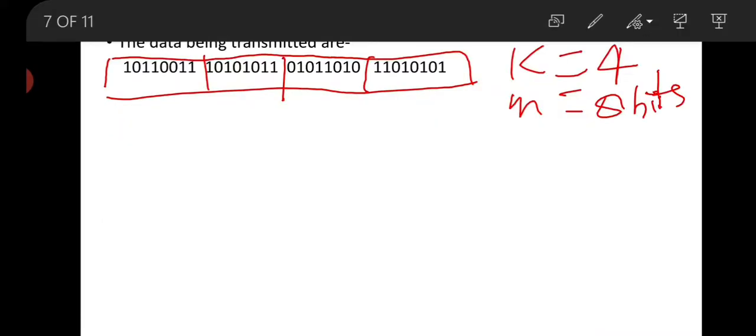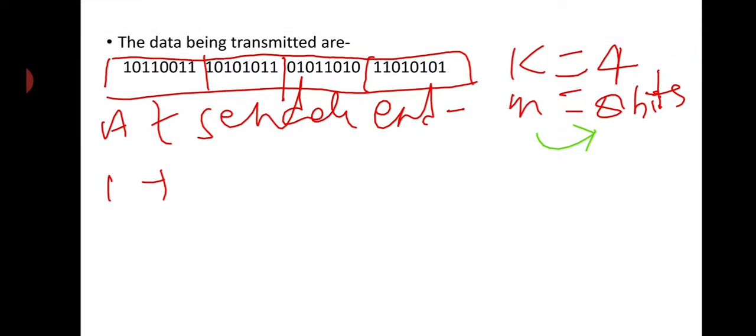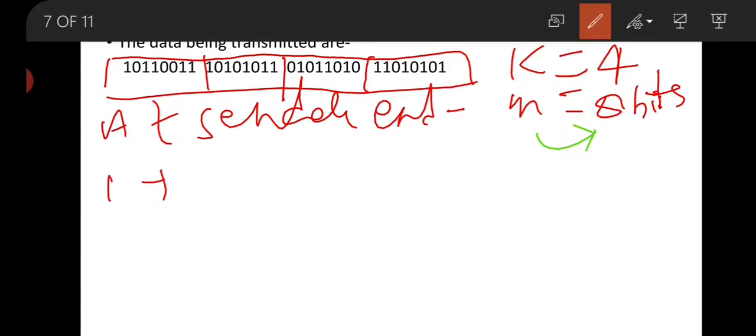Here at the sender end, step one is to divide the data into k segments of 8 bits. We have divided it. Now all the data units are going to be added. Here we have 4 data units, 1 2 3 4. Now we have to take the first 2 data units.